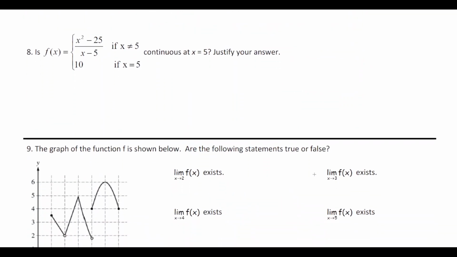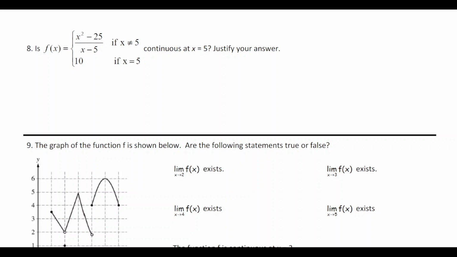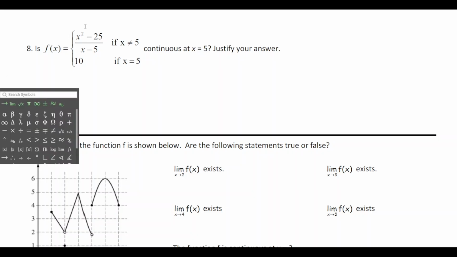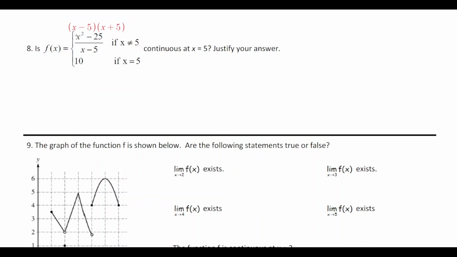All right, let's move on to page 3 here. For number 8, it's asking whether or not this function is continuous at x equals 5. Now if we just look at the rational expression part of this function, that numerator is a difference of 2 squares, so we can factor it as x plus 5 and x minus 5. And so you might notice that both the numerator and the denominator here have a factor of x minus 5, right? So x minus 5 over x minus 5. And so that means there's a hole in the graph, okay?